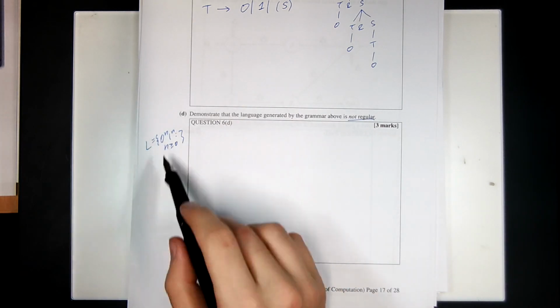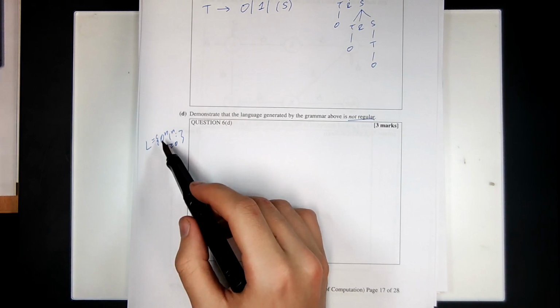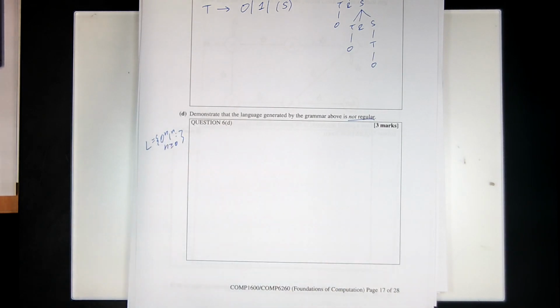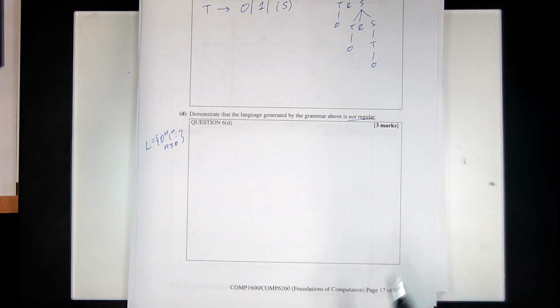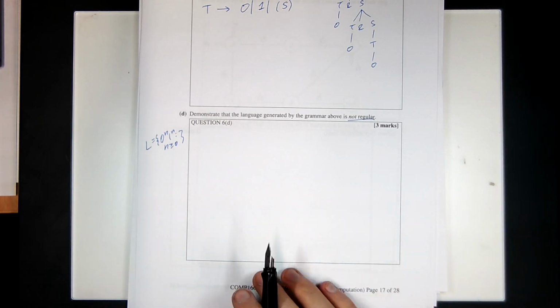And the reason why a DFA can't recognize this is because I have to count up the number of zeros and then count the same number of ones. So if there's something in this language where we have to count the same number of things on both sides, then we can prove that the language is not regular.